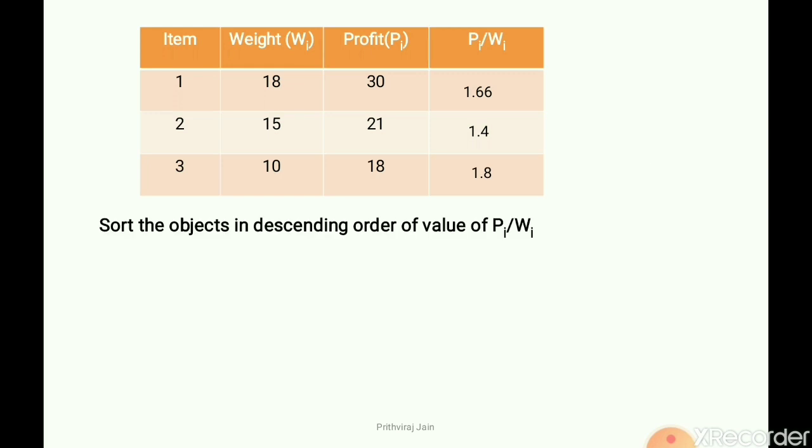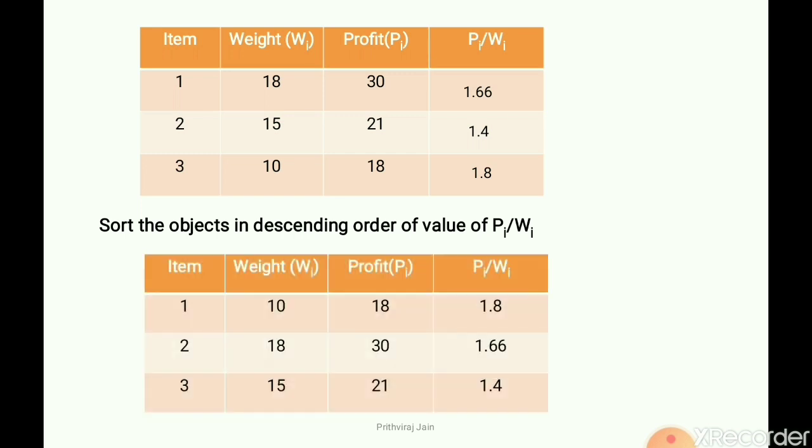The second step is to sort the objects in descending order based on their value of pi by wi. In this table we can observe that the maximum ratio is for the third item, that is 1.8. Then 1.66, and lastly 1.4 for the second item, and we will arrange the items based on this value in this table. Next, we will perform the computation.